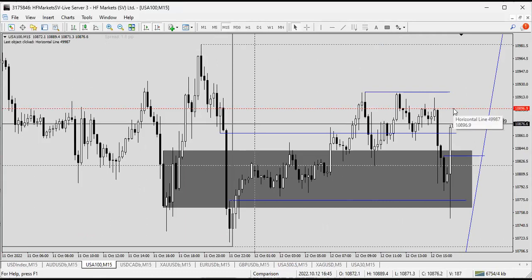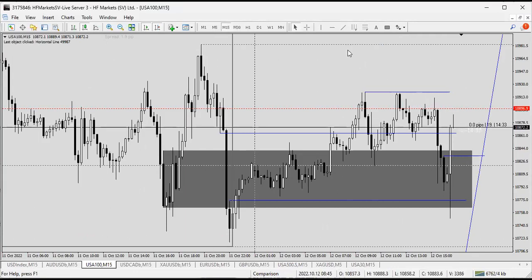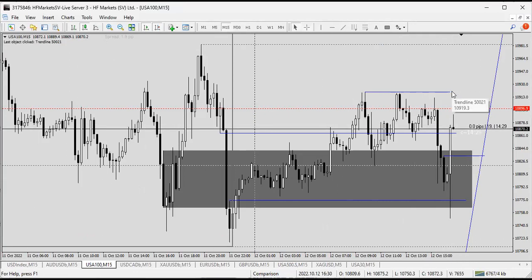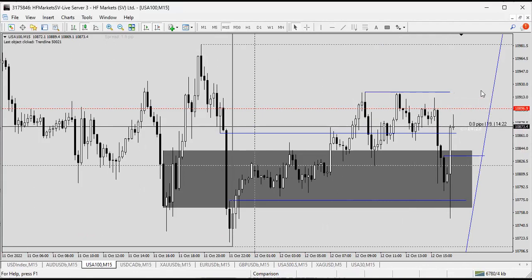All right, so that short setup we mentioned is coming now, but I don't want to short below here, especially if this is more than 20 points. Yeah, way too wide a stop. Way too wide a stop. Sells to buy is what I'm thinking.